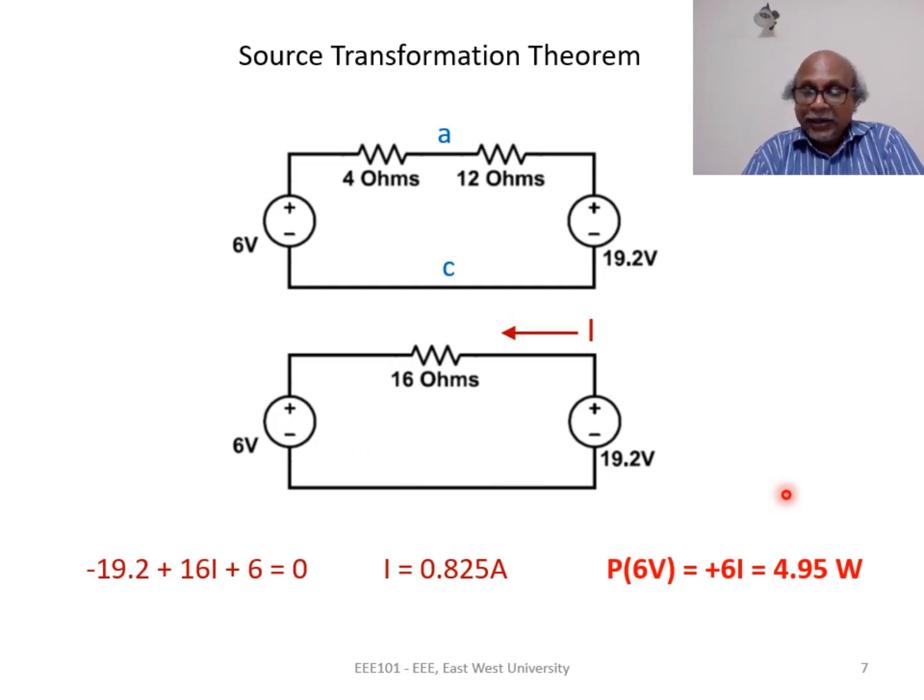So in this circuit, we see how using source transformation theorem repeatedly allows us to simplify a circuit which could not be simplified by rules of series and parallel resistance combination. That is the advantage of source transformation theorem.